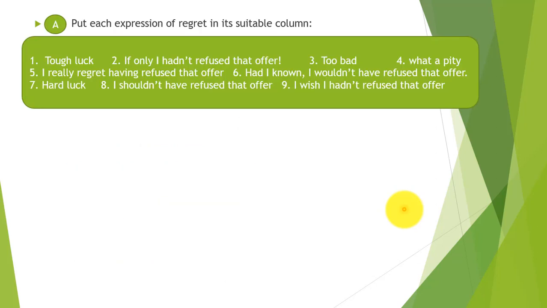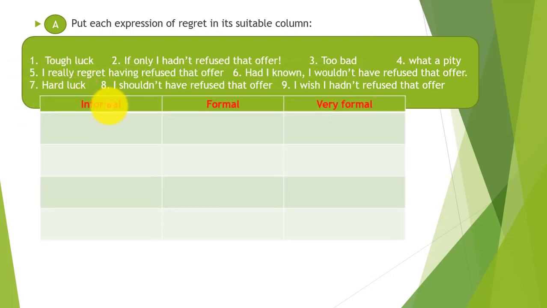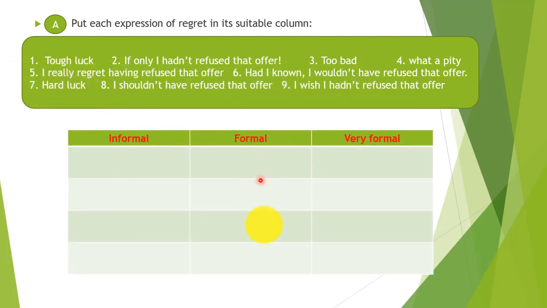Now let's move to this activity. Put each expression of regret in the suitable column. Here you got a list of expressions that you have to categorize as an informal way of expressing regret, a formal way, or a very formal way. Now you pause the video, you read the following expressions from 1 to 9, and you put them in the right column. Then you resume the video to check your answers.